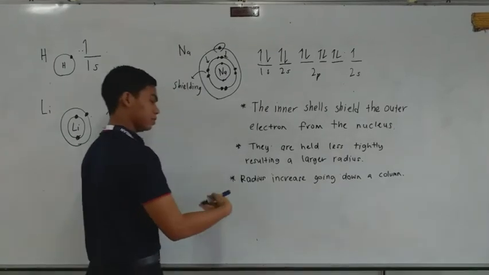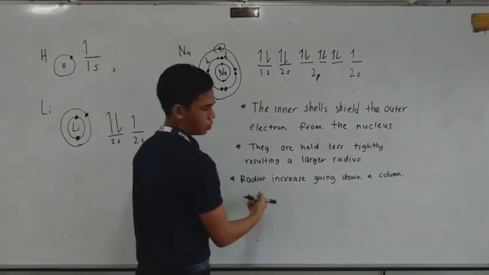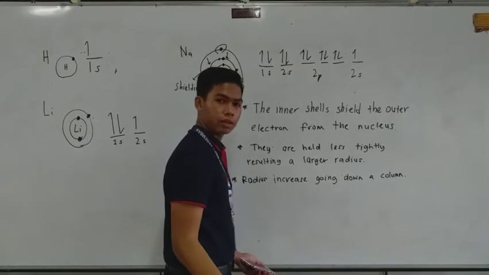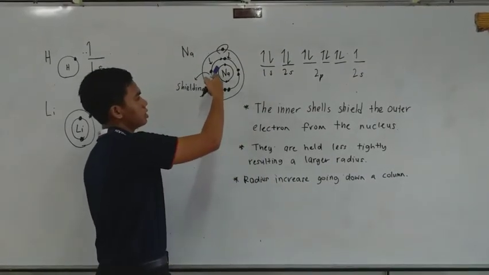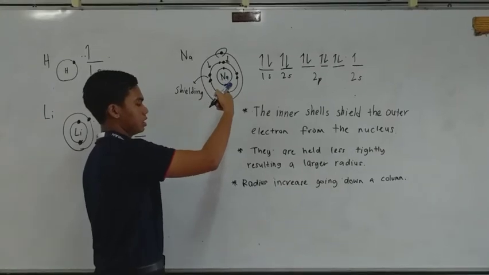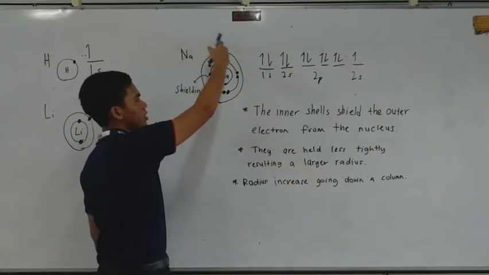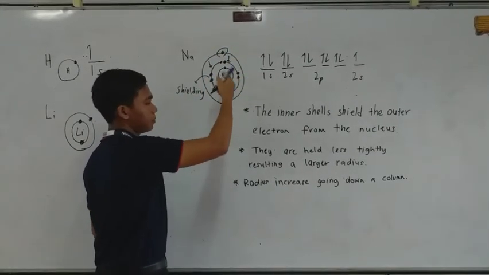And for the third one, the radius increases going down the column because of why? Because of shielding. When the number of shells increases, this means the radius of this element increases.